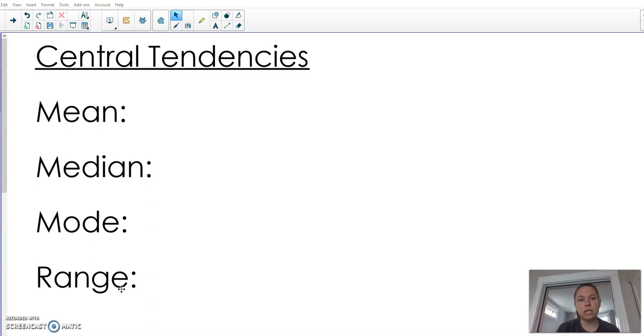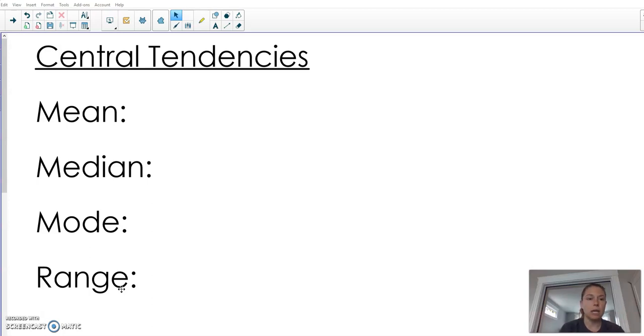So it's central tendencies. That's what we're going to talk about today. It's going to be quick. It's easy, but it does require practice. So I will post probably 5 practice problems on Google Classroom for you to try out on your own. We're going to start with mean, median, mode, and range. And these are all words you should have seen in 6th grade. So most of this is going to be review.